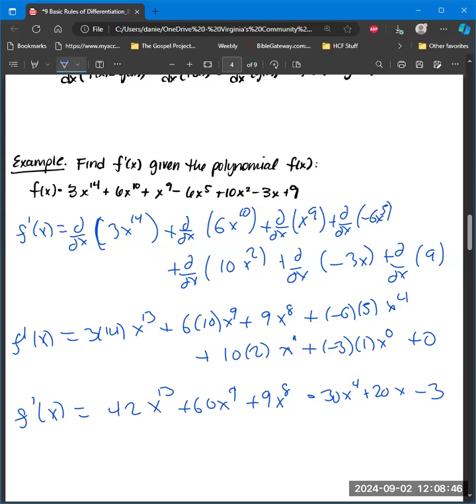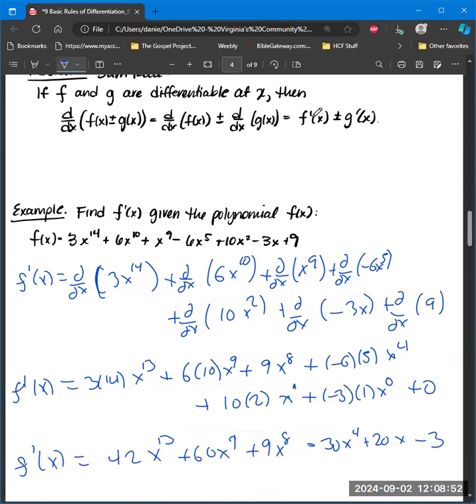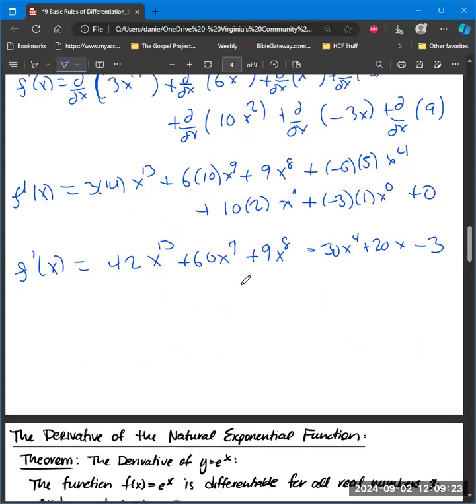42x to the 13th, plus 60x to the 9th, plus 9x to the 8th, minus 30x to the 4th, plus 20x minus 3. So while we have the rules here for sum and difference that we inherit from limits, note that we do not inherit the product or quotient rule from limits. We'll have different product and quotient rules coming up here in a little bit.